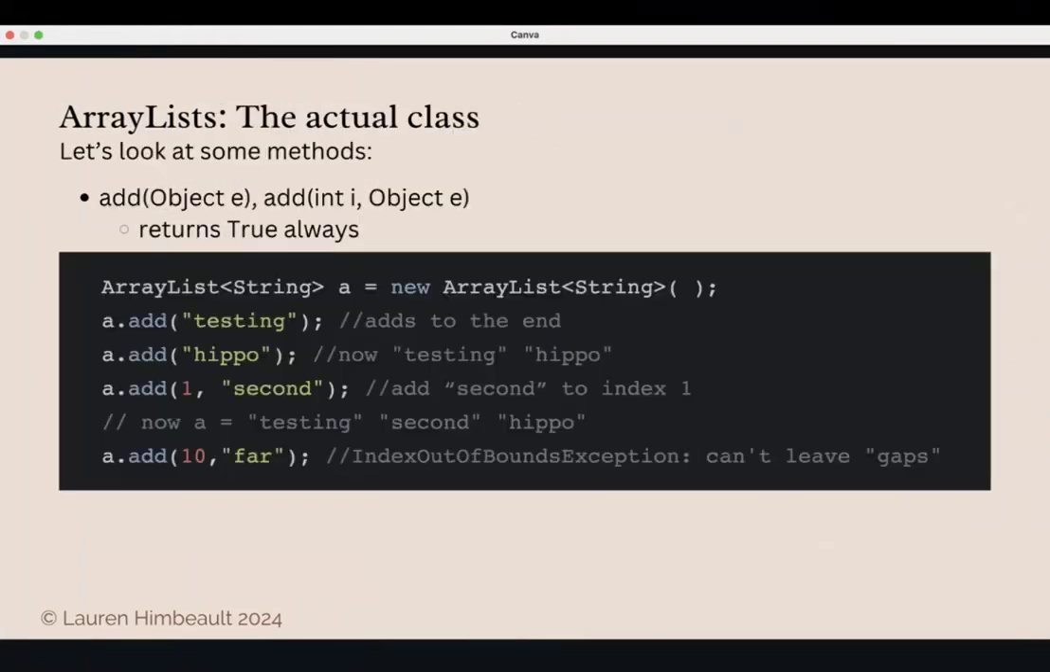So this is literally what the ArrayList class does. We have add, where you can add in a given position, like I had mentioned but didn't code, or you can just add to the end. And it says it always returns true. So that's what I had as well.